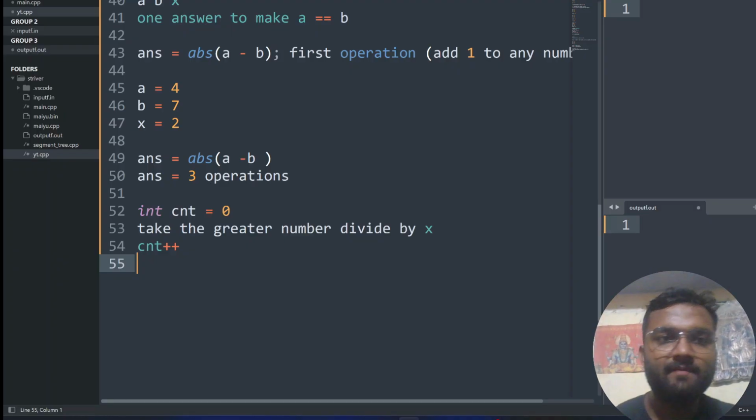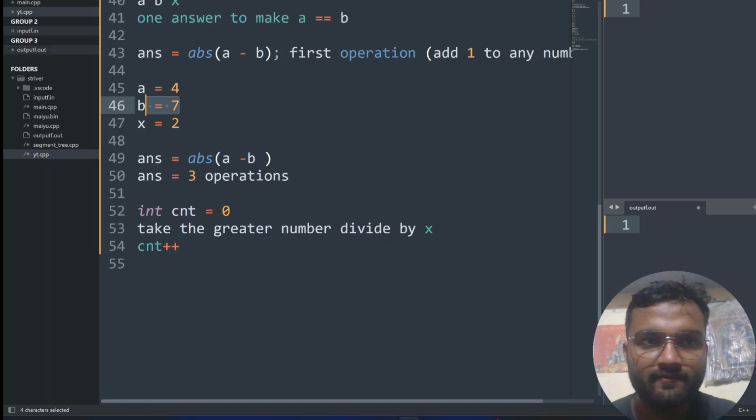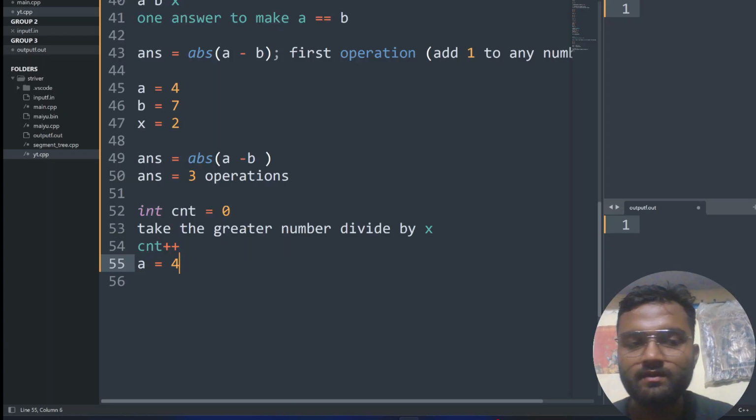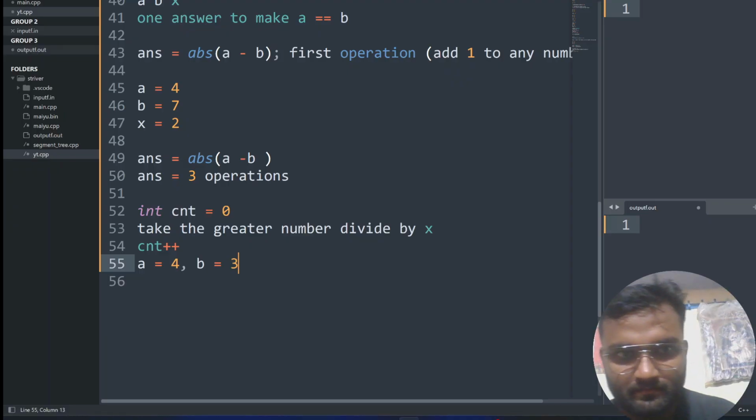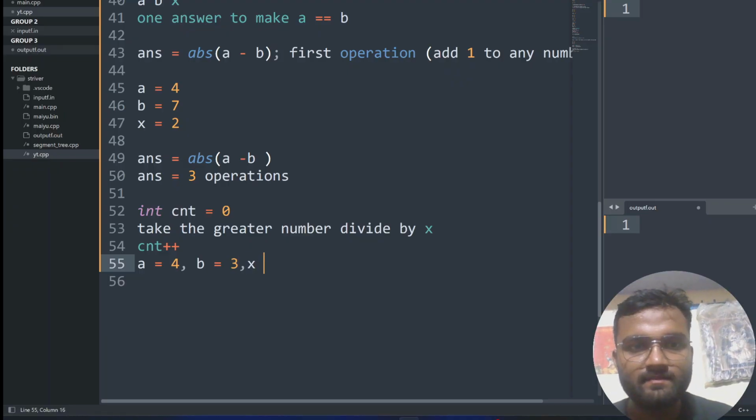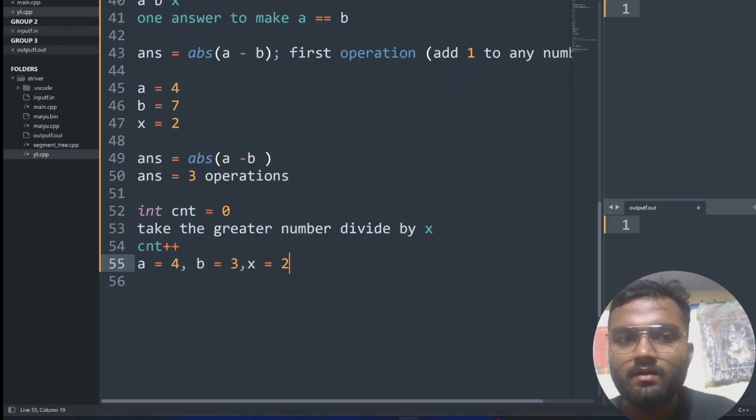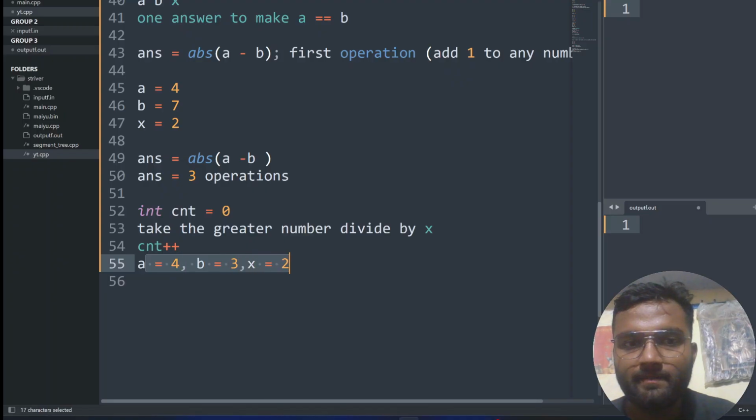Now suppose we take the greater number, b as 7. When we divide b by 2, a stays 4, and the new b is 3. x is still 2. Now we have a new a and b.